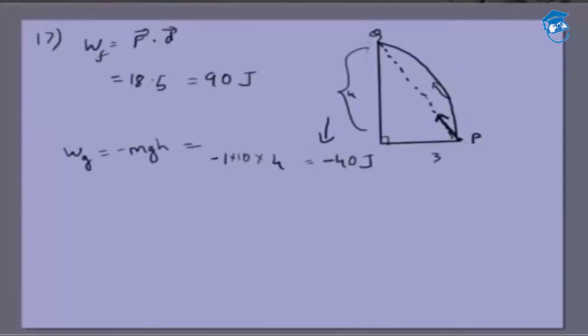So 90 joules is the total work done by the force, minus 40 is the work done by the gravity, which means the total work done is 90 minus 40, which is 50 joules, which is the change in kinetic energy. Initial kinetic energy was 0, so final kinetic energy is 50. That means n is equal to 5.